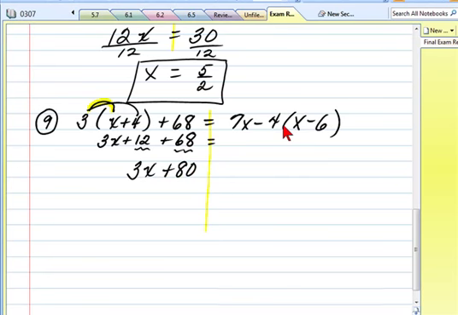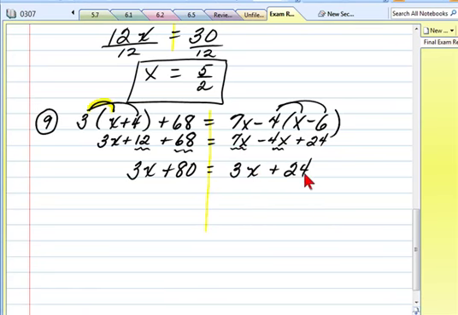On the right-hand side, when I distribute, I have to be careful, a negative 4. So I'll keep my 7x. Negative 4 times x is negative 4x. Negative 4 times negative 6, positive 24. On the right-hand side, my like terms are variable terms. 7x minus 4x is 3x, and I have plus 24.